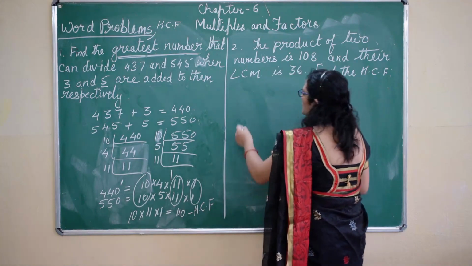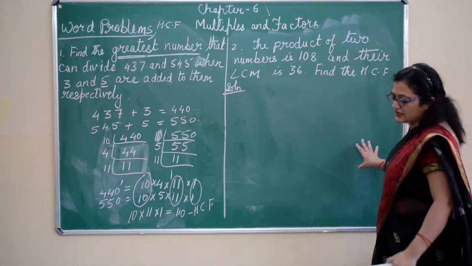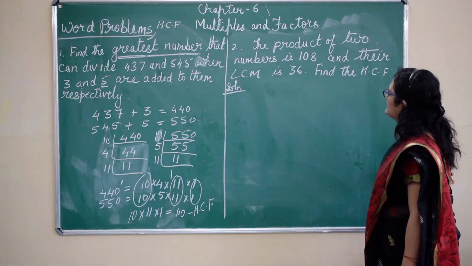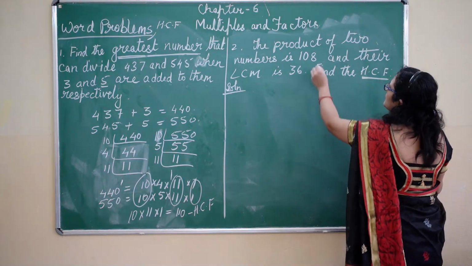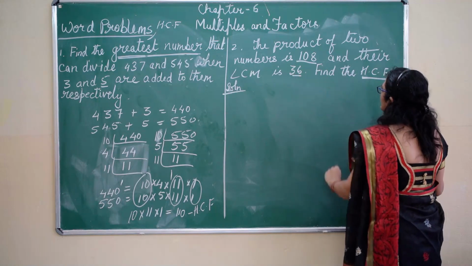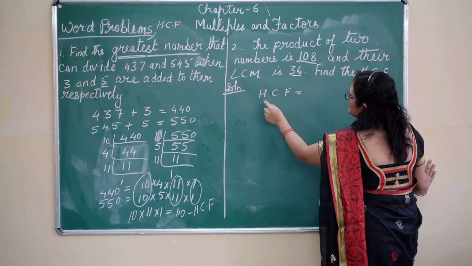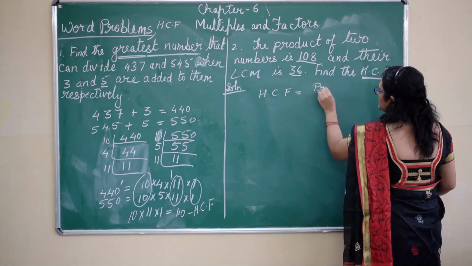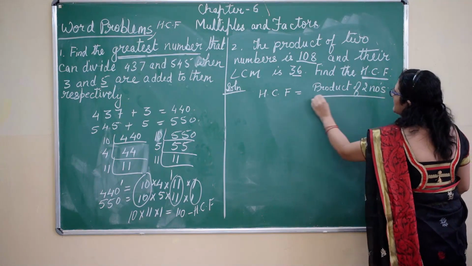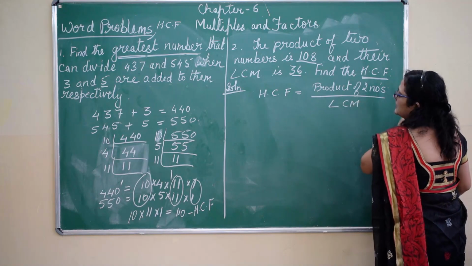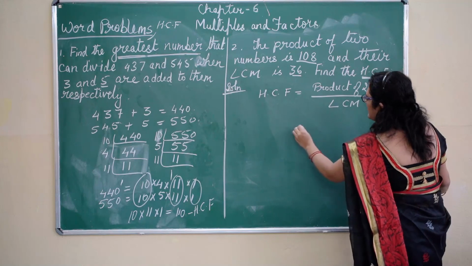Now next question. The product of two numbers is 108 and their LCM is 36. Find the HCF. The product of two numbers is given. LCM is given. We have to find the HCF. For HCF, one formula is there. HCF is equal to the product of two numbers divided by LCM. What is the formula? HCF is equal to the product of two numbers divided by LCM.